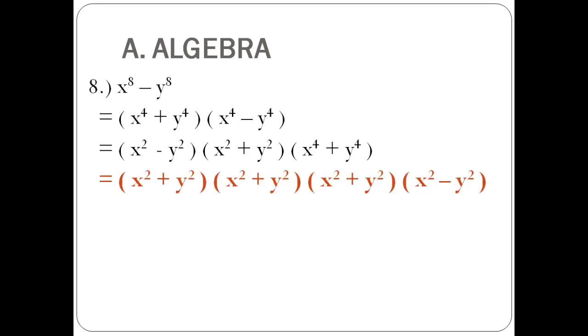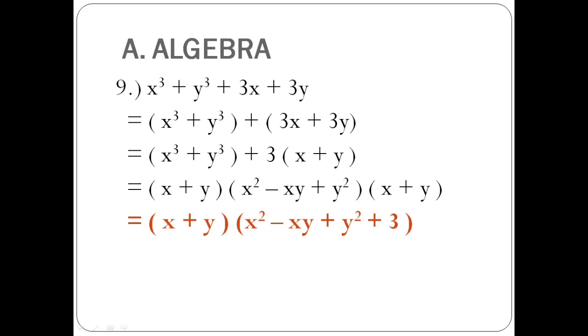Next given is x raised to the power of 8 minus y raised to the power of 8. So first you're going to use the formula of a squared minus b squared is equal to a minus b and a plus b to factor the expression. Once you factor the expression, we're going to use again the formula of a squared minus b squared is equal to a minus b and a plus b to factor the expression again. We need to factor them out 2 times to get the final answer. So the final answer is x minus y and x plus y and x squared plus y squared and x raised to the power of 4 plus y raised to the power of 4.